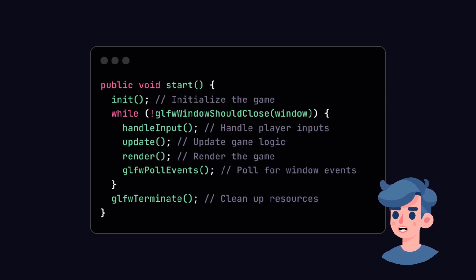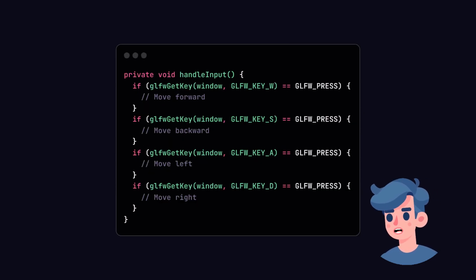Now that we have our window set up and OpenGL initialized, let's implement the game loop. The game loop is where the main logic for the game will reside, including input handling, updating game states, and rendering. Next, let's implement the input handling.